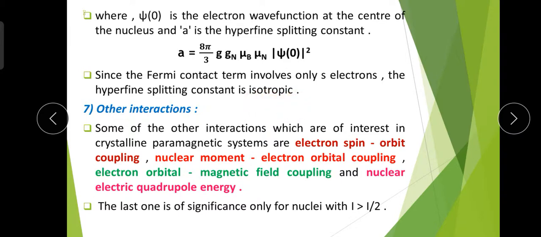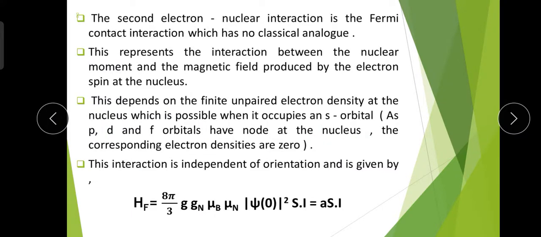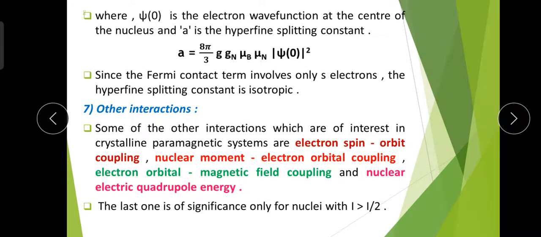We know that there are different orbitals, that is s, p, d, f, and they have different shapes. The s orbital has a spherical shape, and the unpaired electrons which are present in the s orbital contribute only to the Fermi contact energy term or the Fermi contact interaction. Due to this property, that means due to the s unpaired electron contribution, the hyperfine splitting constant is isotropic.